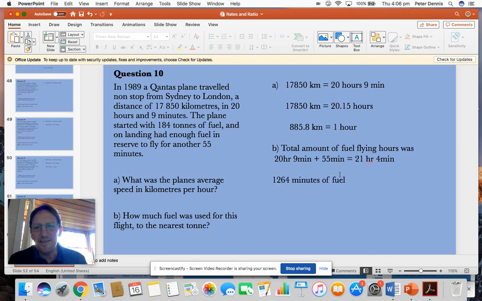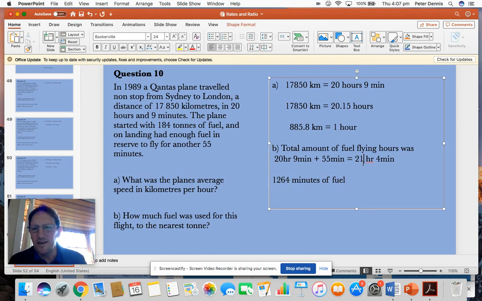What is that? That's really 1,264 minutes of fuel. How did I get that? I just did 21 times 60 plus the 4 minutes. So 21 times 60 gives us 1,260 plus the 4 minutes. So this is how much fuel it really had.